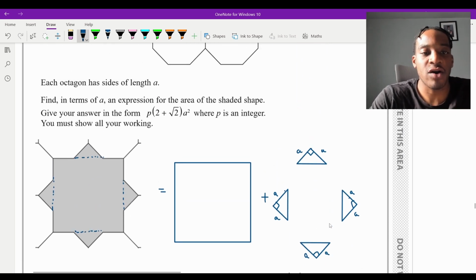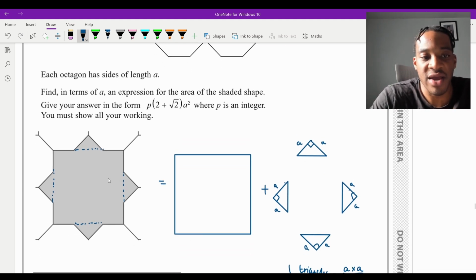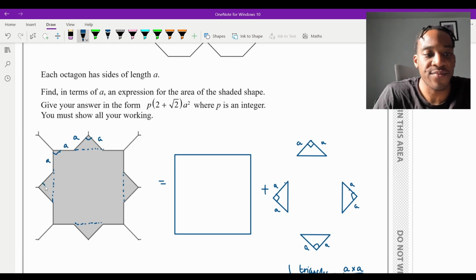Now we need to work out the area of this shape here, which is either a rectangle or a square. We're not sure yet. Now, we've got this diagram here again, so I'm going to put these here. This is going to be an A here, an A here, another right angle like this here. It's going to be A, and A, and so on and so forth.